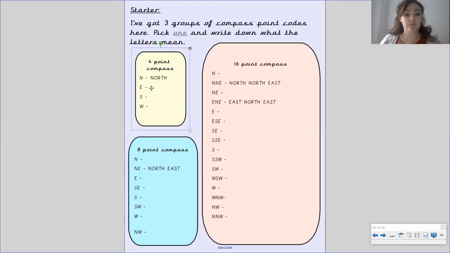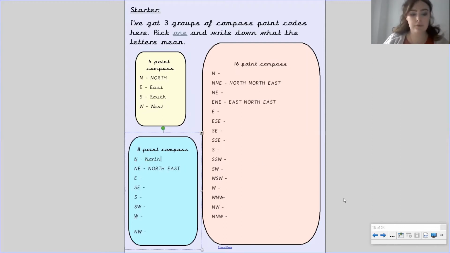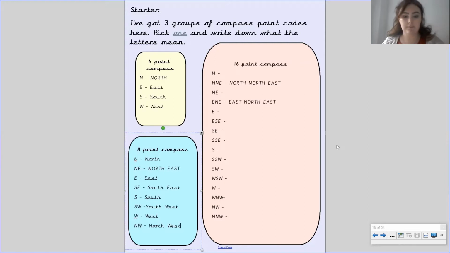Okay, so with the 4-point compass, you've got north, which is N, E for east, S for south, and W for west. With the 8-point compass, N for north, NE for northeast, E for east, SE for southeast, S for south, SW for southwest, W for west, and then NW for northwest.